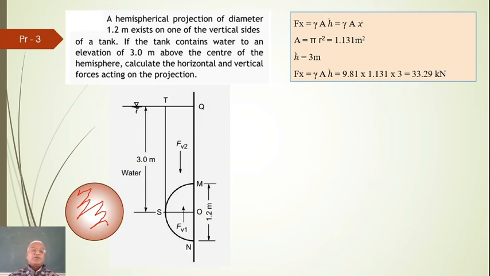H bar, what is H bar? H bar is the centroidal depth from the free surface. So free surface of the water is there, right? Centroid is somewhere there, center of the circle. So how much is this? This is straight away 3 meters. So H bar is 3 meters. Because of that, Fx becomes, if we substitute, gamma A x bar, 33.29 kilonewtons.